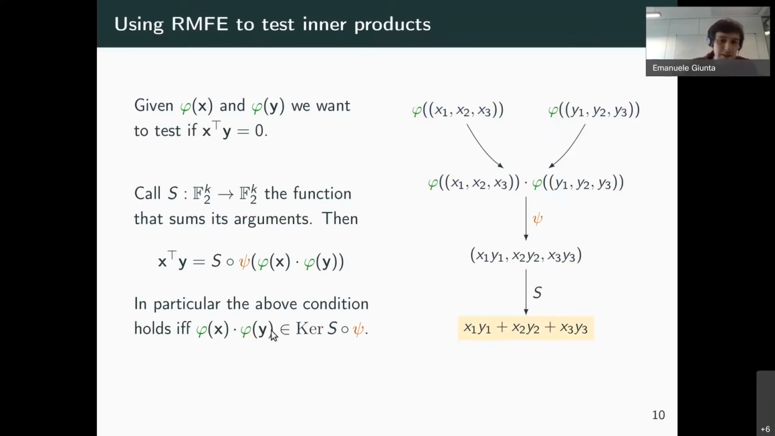So this statement becomes something like the embedding of x times the embedding of y has to lie in the kernel of S composed with psi. By the way, I stress here that the larger field is clearly seen in this case as an F2 vector space, and psi and S are both F2 linear maps. So in this case, it's meaningful to denote the set of zeros of these two maps as a kernel.